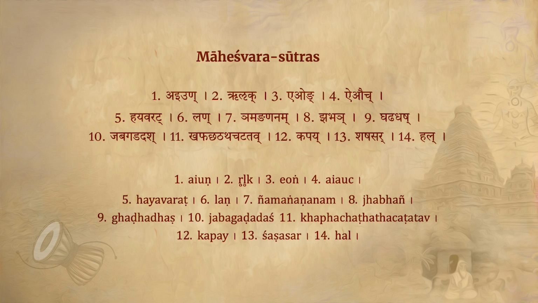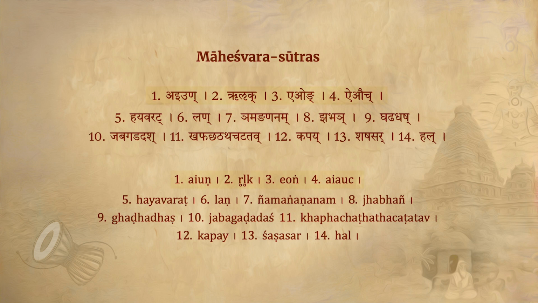Set 1 has A, I, U. The Na has to be removed. The consonant at the end of each of these has to be ignored actually. He has used it for some purpose, which we will see. So Iun means A, I, U. Now if you take set 10, Ja, Ba, Ga, Da, Da. Ash he has used just for the purpose of easy pronunciation and for some other purposes.